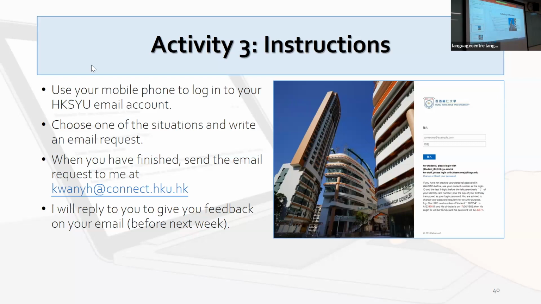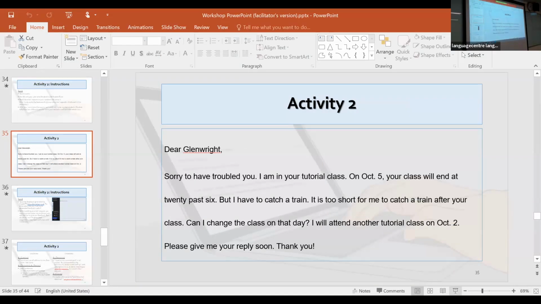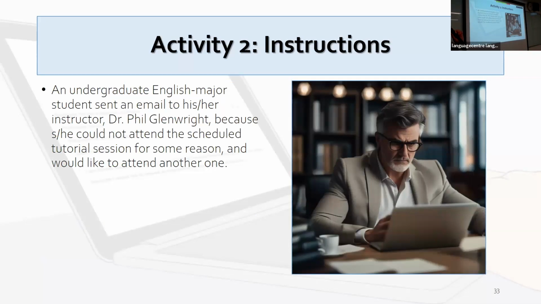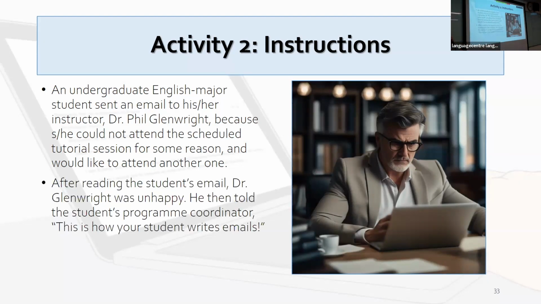And I would really love to do activity 2 with you. Okay, let me show you the situation. There was an undergraduate English major student writing to a professor. The professor's name is Dr. Phil Glenwright. The student was writing because he or she couldn't attend the tutorial and would like to attend another tutorial class. But the outcome was, as you can see from the diagram, the professor was very unhappy. Not only that, Dr. Glenwright even complained to the student's program coordinator by saying, "This is how your students write emails." This is an authentic case.